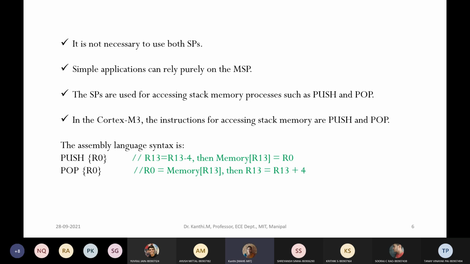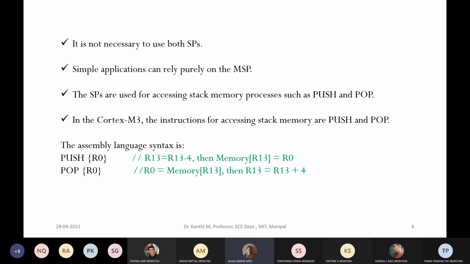You have a stack pointer, and the instructions used to access the stack memory are push and pop. It's very basic. This shows a simple one register pushing it. As we know, either you can use the stack in an incremental way or a decremental way. Each processor will have its own way of moving onto the stack memory.